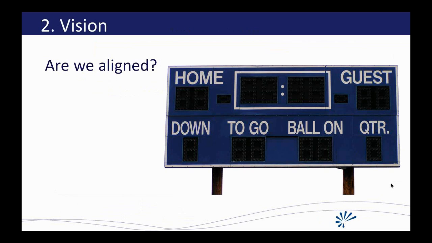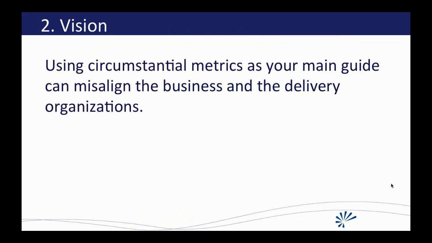But if a team is releasing all the time, wouldn't it be great if we could show them the actual value that they're bringing, even if it is lagging a little bit? So that's the scoreboard one, which allows us to focus a little bit on a shared vision. Using circumstantial metrics as your main guide can misalign the business and the delivery organization.